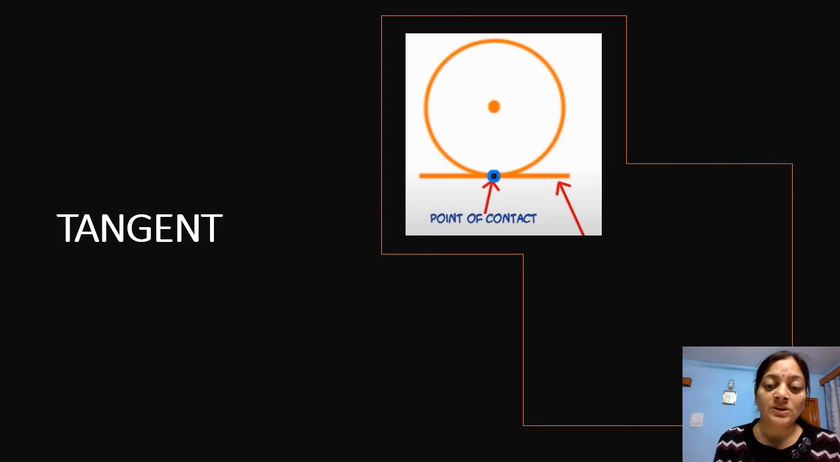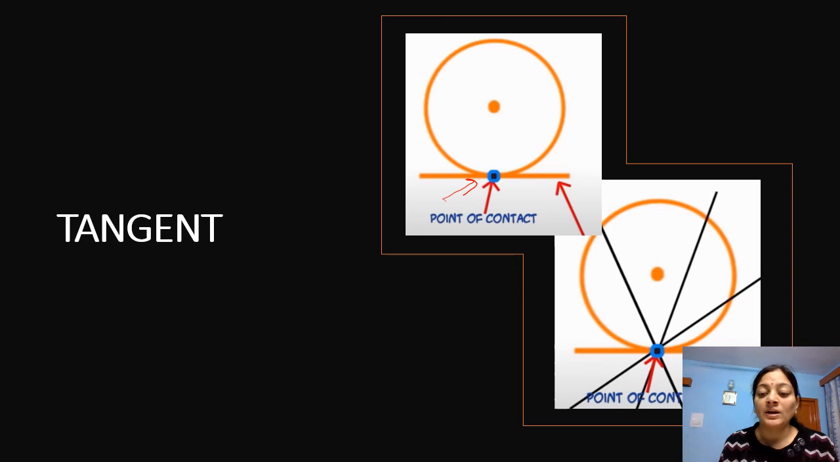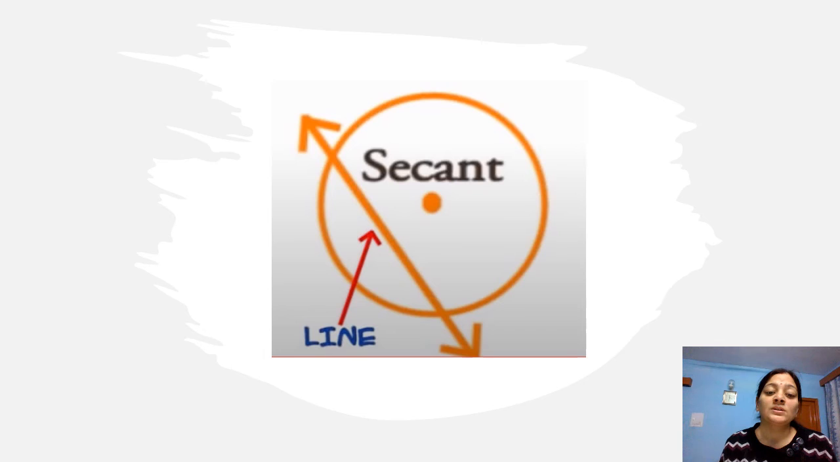So next term is tangent. A tangent is a line which touches the circle exactly at one point. And this point is called the point of contact. And we know that through this point we can draw infinite lines, as you can see in the figure. But out of these infinite lines, there is one and only one line which touches the circle exactly at one point. So we have one and only one tangent at one point of the circle. And all other lines which pass through the circle and intersect the circle at two different points are called the secants of the circle.